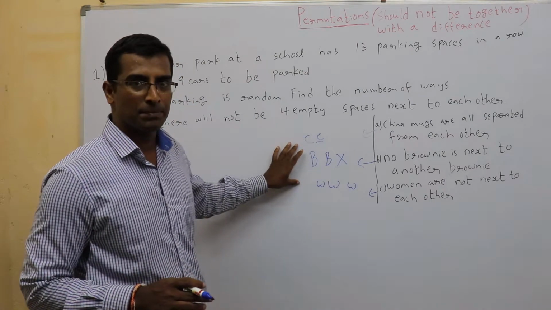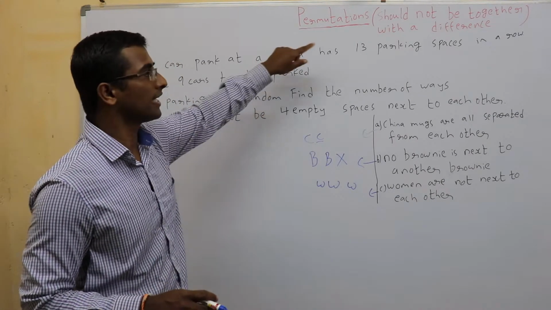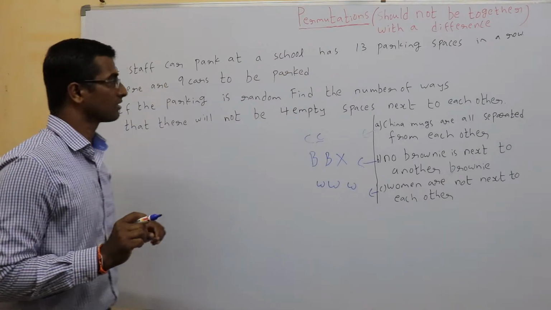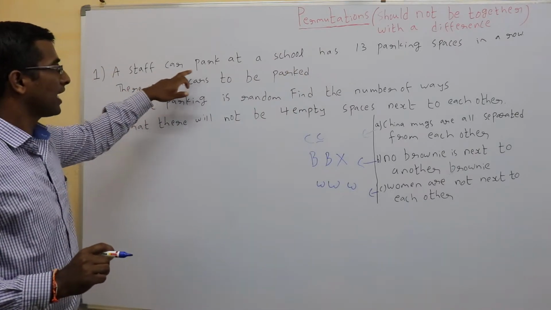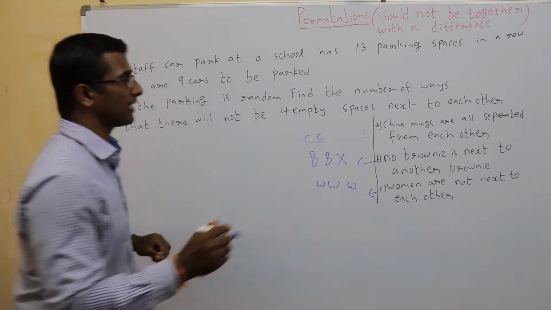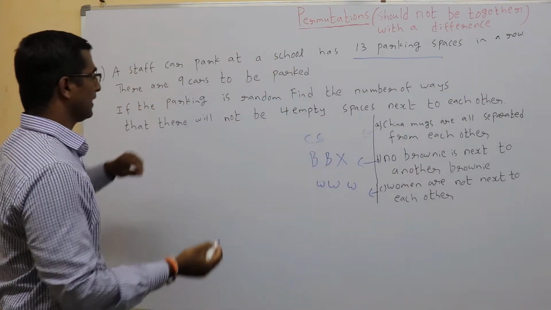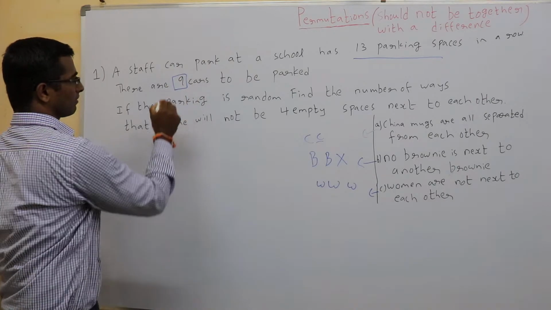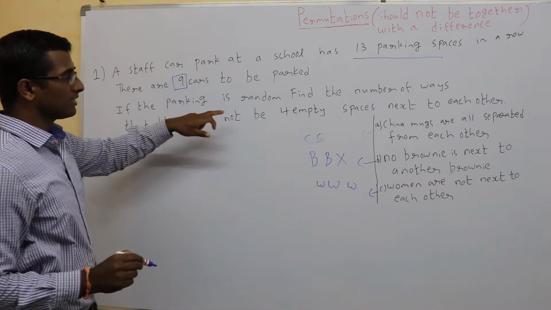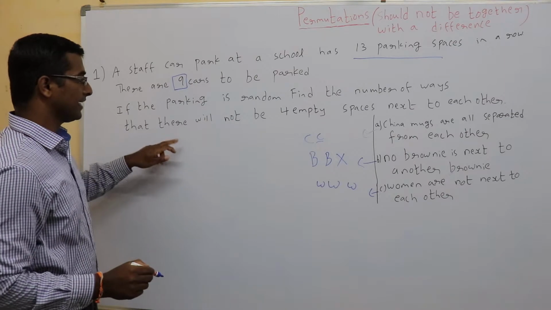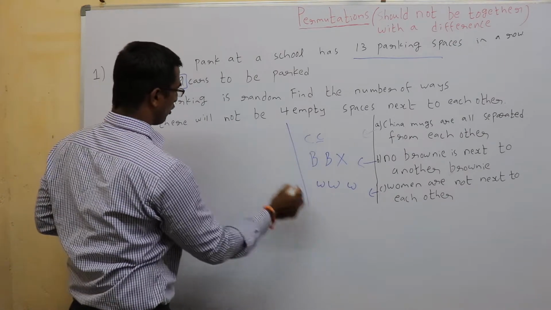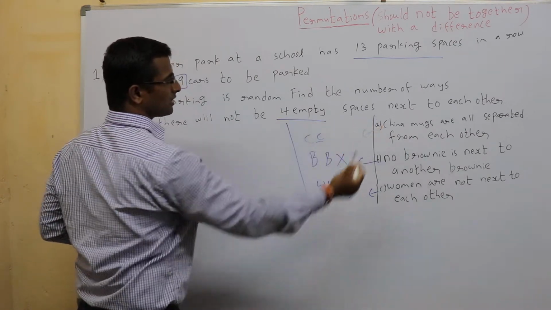Understood these three examples? Now look at this sum to understand what that difference is. A staff car park at a school has 13 parking spaces in a row. There are 9 cars to be parked. If the parking is random, find the number of ways that there will not be 4 empty spaces next to each other.